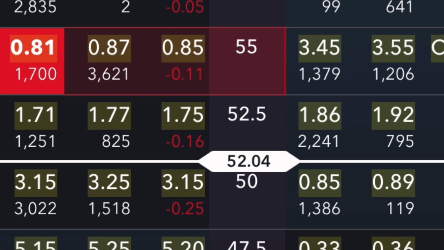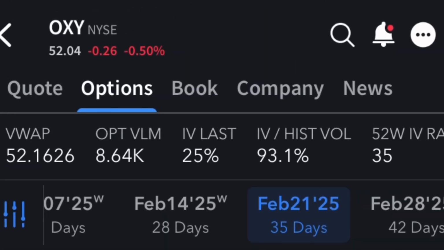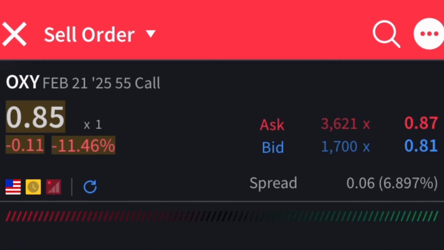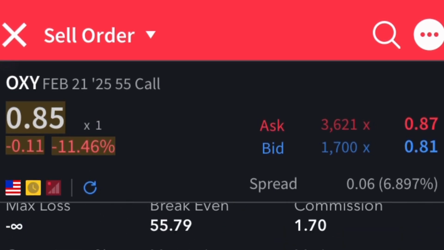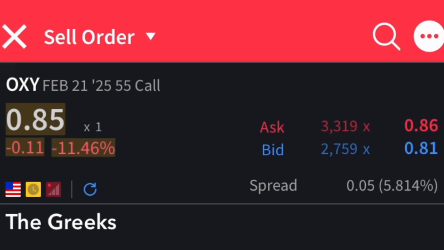For the strike price, I'll be choosing the $55 strike, as the premium is pretty decent, and the $52.50 is too close to the price right now, so I don't really want to choose it. For the premium price, I don't want to think much about it, so I'm just going to put the bid price, which is 81 cents, which equates to $81 in premium.